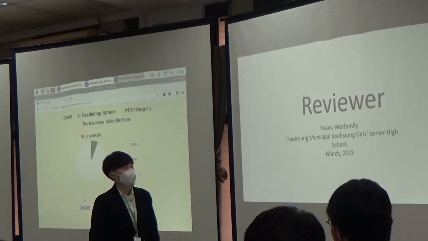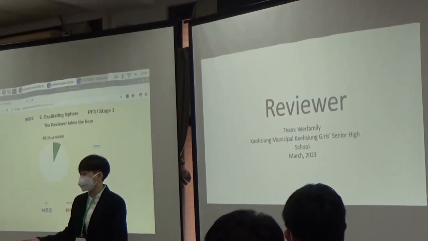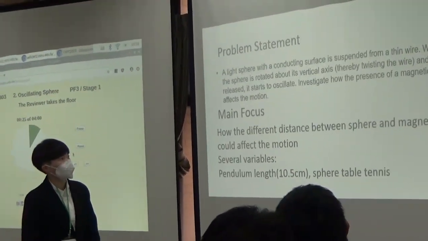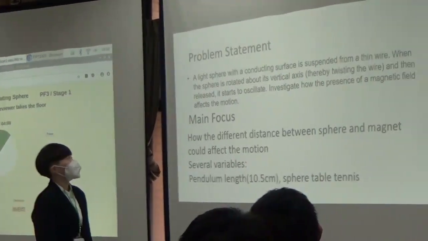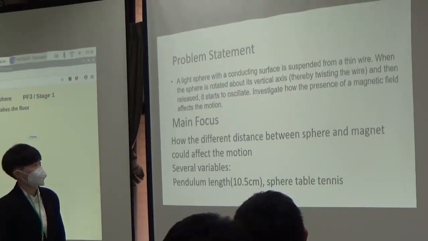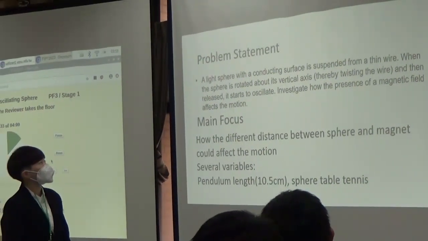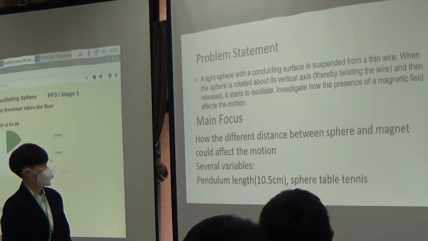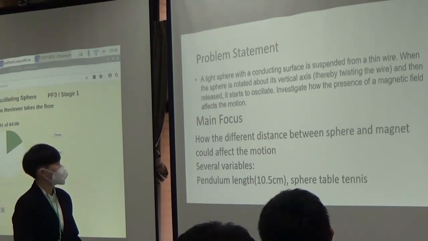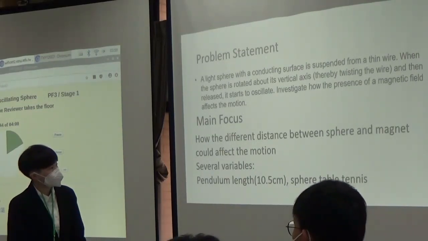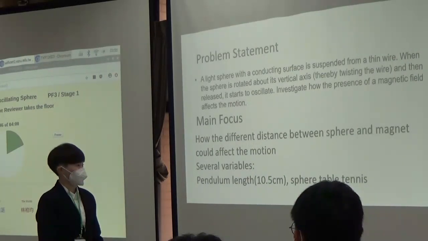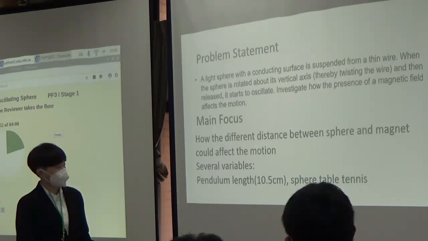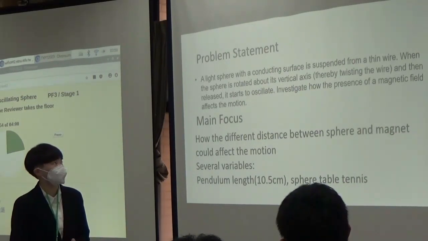We are from Golden Girls Senior High School. The purpose statement: a light sphere with a conducting surface is suspended from a thin wire. When the sphere is rotated about its vertical axis, twisting the wire, and then released, it starts to oscillate. Investigate how the presence of a magnetic field affects the motion. The main focus is how the different distance between sphere and magnet could affect the motion. Several variables: pendulum depth, 10.5 centimeters, sphere: table tennis.